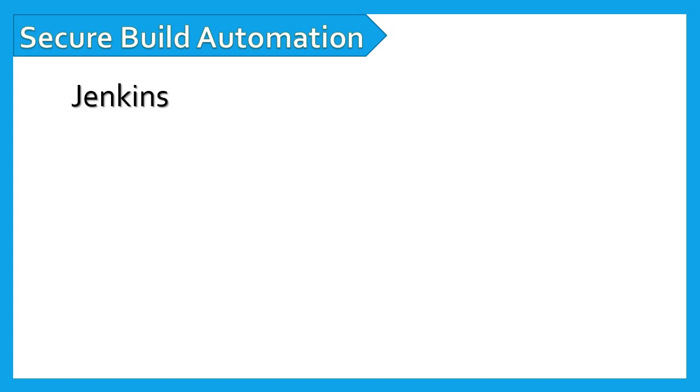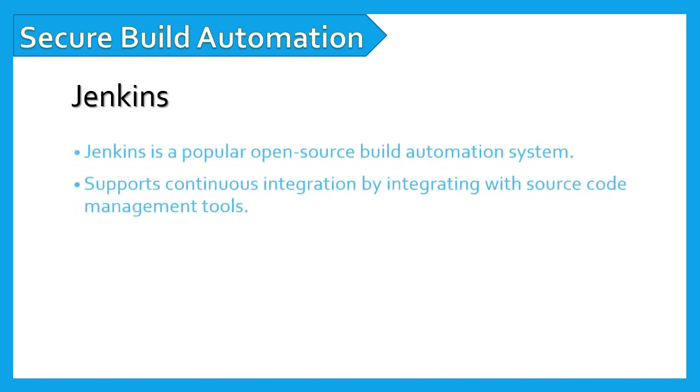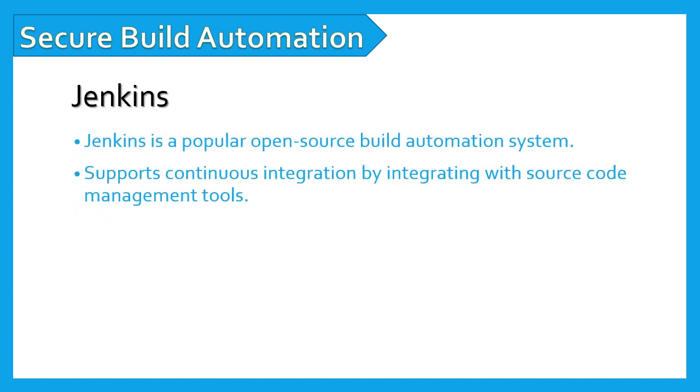Secure build automation. Jenkins. Jenkins is a popular open source build automation system. Jenkins originated from the open source Hudson project. Jenkins is highly extensible and supports hundreds of plugins that handle build tasks. Jenkins supports continuous integration by integrating with source code management tools. Jenkins supports webhooks that automatically trigger build processes when developers check in modified application source code.